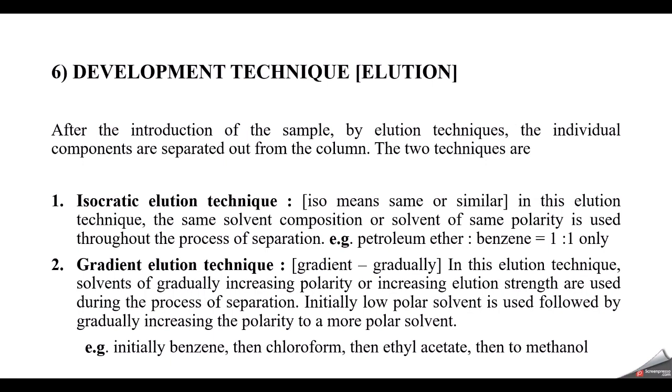Then next is the gradient elution technique. Gradient means gradually. In this elution technique, solvents of gradually increasing polarity or increasing elution strength are used. During the process of separation, initially a low polar solvent is used, followed by gradually increasing the polarity to a polar solvent. Examples include initially benzene, then chloroform, then ethyl acetate, then methanol.